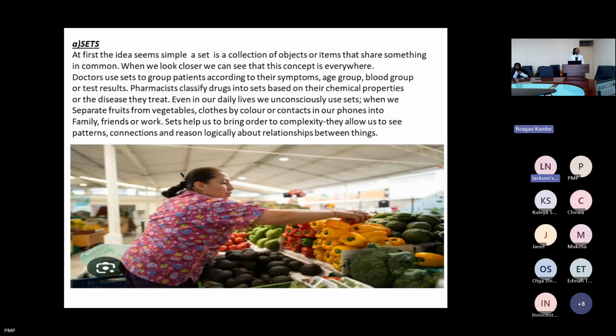We also use sets in our daily lives. Whenever we separate fruits from vegetables, even when we're doing our laundry, we use sets when we separate clothes by color, when we put the white clothes on their own, the dark colored clothes on their own, those are sets in action. Sets help us to bring order to complexity. They allow us to see patterns, connections, and to reason logically about relationships between things.